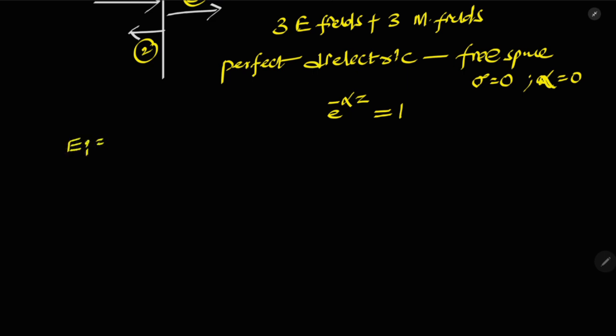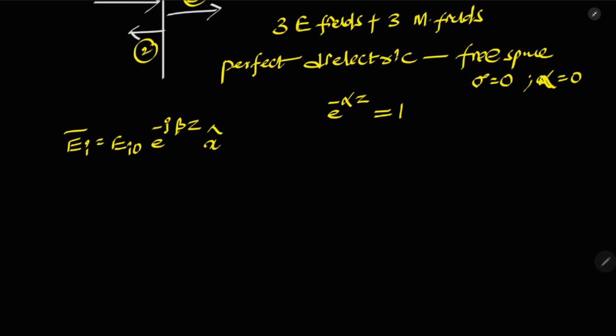So the electric field for the incident wave is given with some peak value, and because there is no attenuation, e power minus alpha z is 1. I'm writing the phasor form, so e power j omega t will not come. Only e power minus j beta z is available, and I'm assuming that this electric field is oriented in the x direction. Roughly, I have written the expression for the incident electric field.